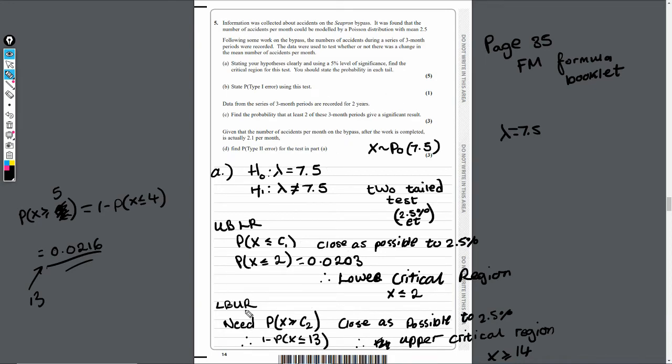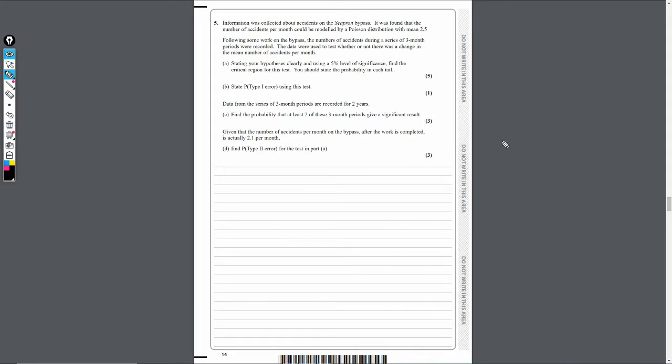So that's all of part A. We don't need to do anything else. So let's just clear all that. For part B, just on 1 mark, we have to state the probability of a type 1 error using this test. So, type 1 error.